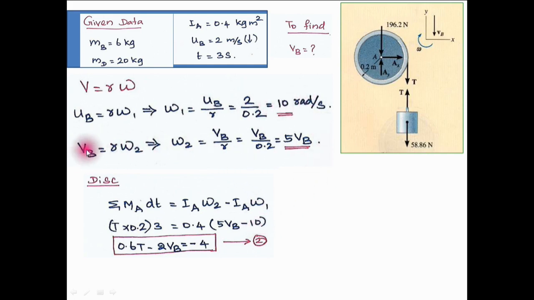And similarly, final velocity of the cylinder is equal to R into omega 2. Now omega 2 equal to final velocity upon radius. This value is unknown, but the radius is given, so substituting that value, we get 5 V_B. Now substitute this value in this equation. This way we get omega 1 and omega 2.